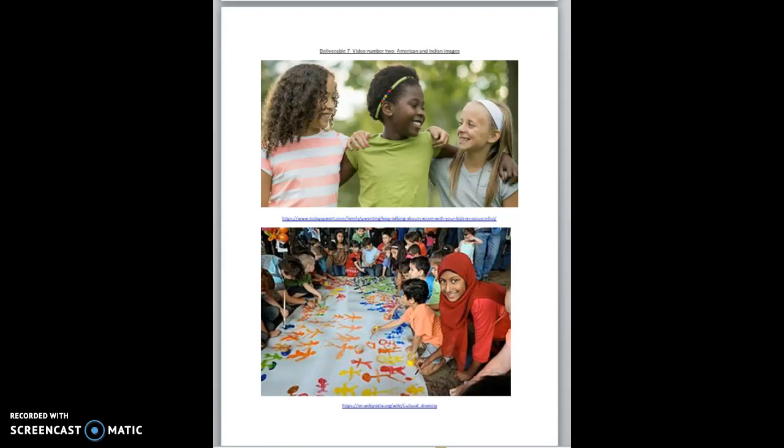In the second photo, the same assumption could be made, or it could be viewed as diverse children are able to work together as they are creating this painting for, we don't know what they're creating it for. Maybe it could be a school, anything. It's kind of the assumption that the viewer is taking upon themselves.